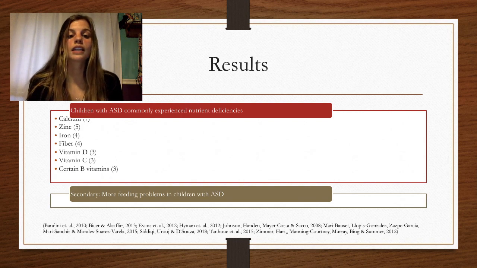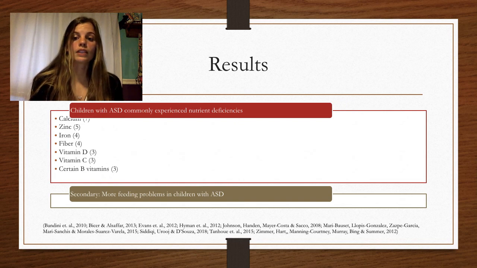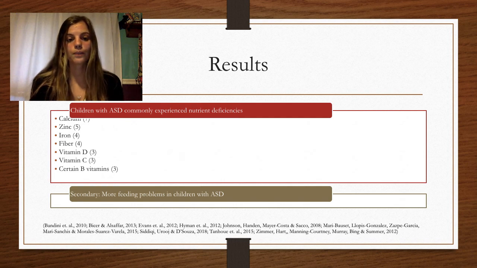3 articles indicated vitamin D was commonly deficient. 3 articles for vitamin C, and another 3 articles identified certain B vitamins, such as B6, B12, and thiamine, being deficient. Some of these deficiencies were related to certain age groups within the study, and it was common to see the older groups with more deficiencies.